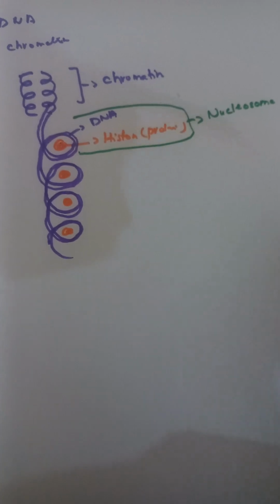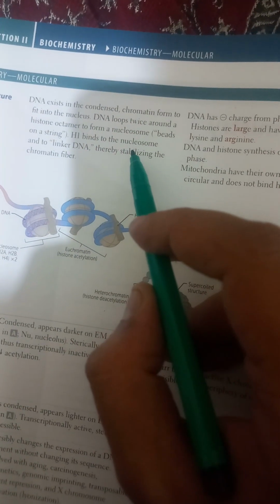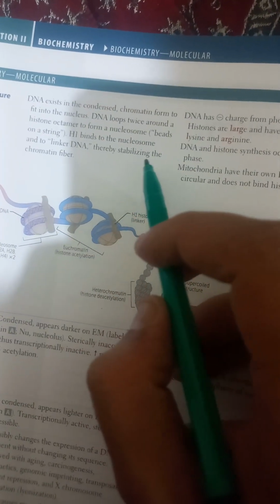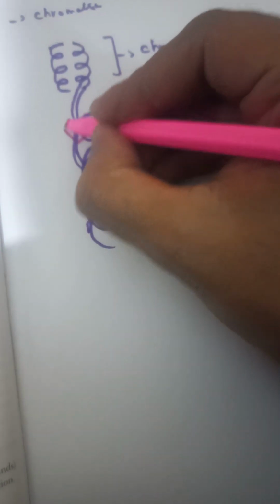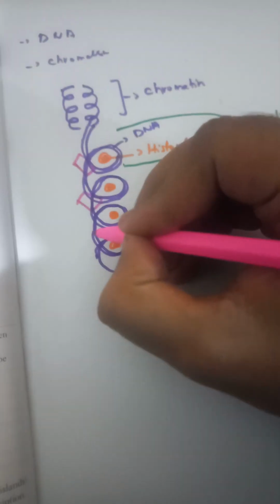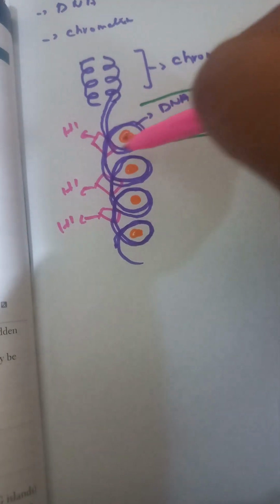Okay, so is this a chromatin now? No, it is not. We have to see there is one more thing. H1 binds to the nucleosome and to linker DNA, thereby stabilizing the chromatin fiber. There is one another thing here. This is H1. It is around here. Okay, so what is this H1 actually? Okay, so H1, just see this is a nucleosome. There is a histone and DNA is looping twice around it.